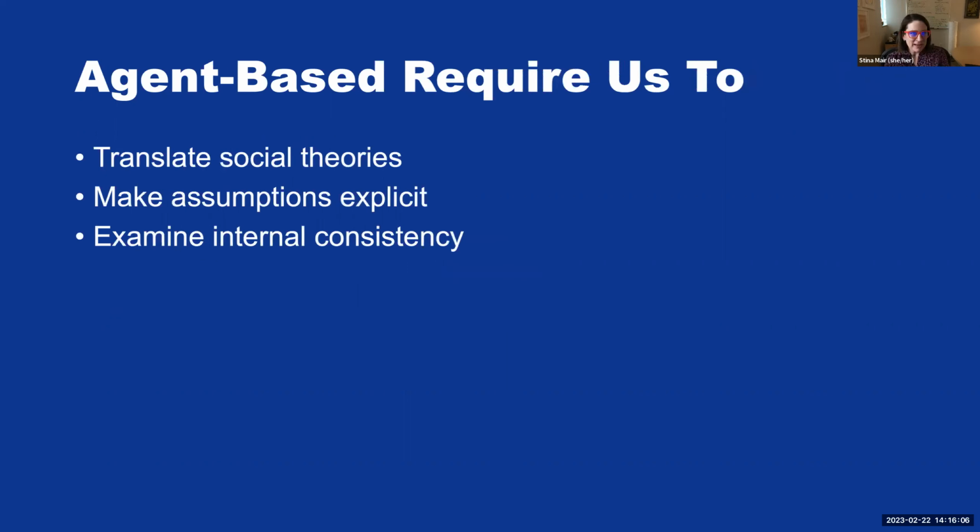They require us to translate our social theories and be explicit about our assumptions. What I oftentimes hear when people are distrustful of an agent-based model or a little less sure about it is, well, you're kind of making it up, or how do you know this? That's because you have to lay out every single one of your assumptions very explicitly. I actually think that's a good thing. There are so many assumptions that we make when we even just run a linear regression model, right? And it's very easy to not be explicit about it, or not always think about all the assumptions that we're making when we do those things. And they require us to examine our internal consistency in a number of ways.